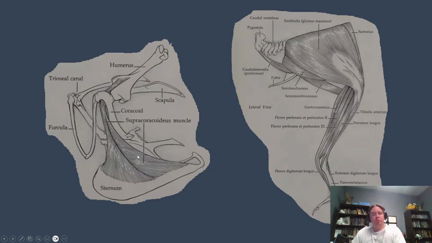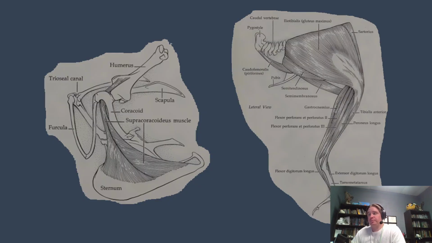The thin supracoracoideus muscle lies underneath of it, and so here we've pulled the pectoralis away. We're looking beneath the pectoralis muscle, and you can see exactly what the supracoracoideus does. It runs up the coracoid, wraps around the back, and it comes through the triosseal canal. That's the little hole here, and then it grabs the humerus from above, but its origin is below. This is cool. It is a muscle that exists below a structure that lifts the structure up. It's a rather unusual mechanism.